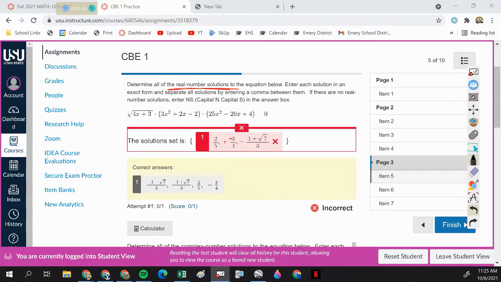I know it really is infuriating, but I can't fix it. All I can do is give you credit if you got it right. Okay, next.